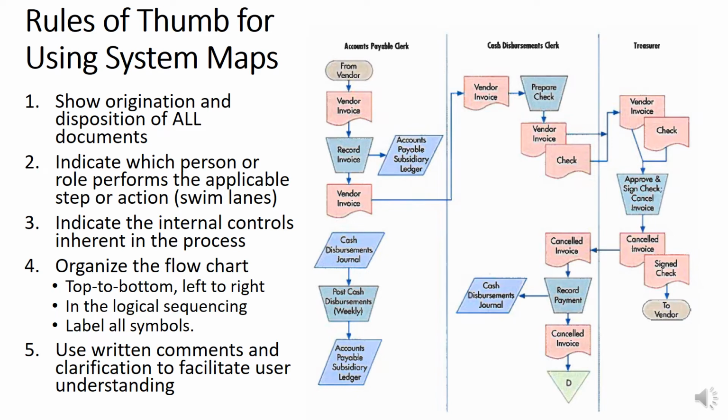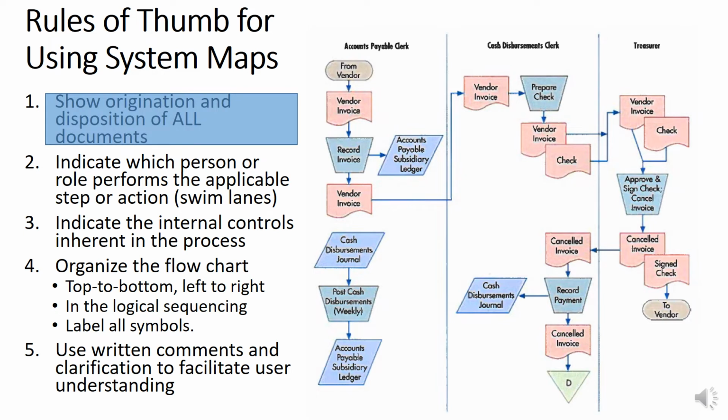Let's look at the 5 primary rules of thumb for using system maps. To illustrate these rules of thumb, we'll look at the payment of an invoice for the cash disbursement process. The 5 rules of thumb are: show the origination and disposition of all documents, indicate who performs the process, identify the internal controls within the process, follow a logical order, and use written comments and clarification to facilitate user understanding. Let's look at these in more detail.